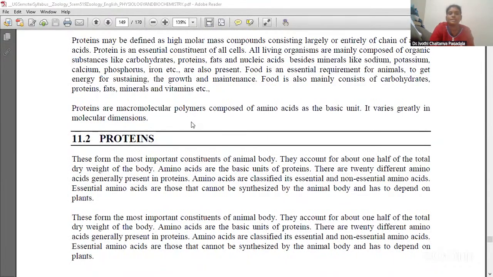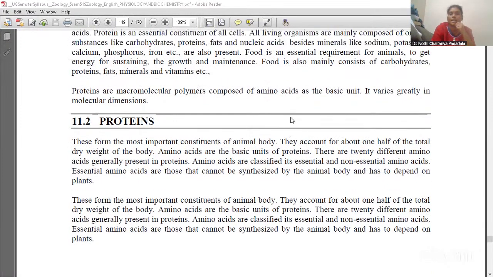So these form the most important constituents of the animal body. They account for about 1/2 of the total dry weight of the body. Amino acids are the basic unit of proteins, as everyone knows. The basic unit of protein is amino acids. So there are 20 different amino acids generally present in proteins.